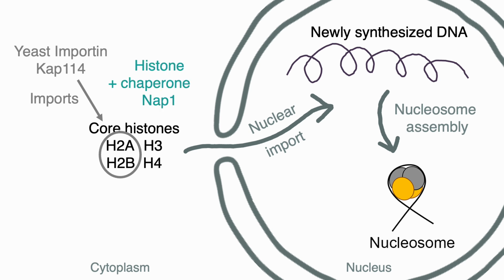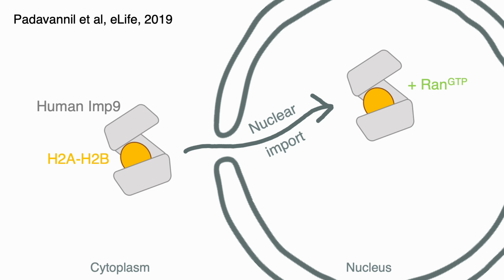Histone chaperone Nap1 was found to bind to both proteins, but it was unclear how it affects the import and the nucleosome assembly process. This JCB paper is the fourth in a series of Chook lab papers on H2A-H2B nuclear import. The first paper by Padavannil et al.